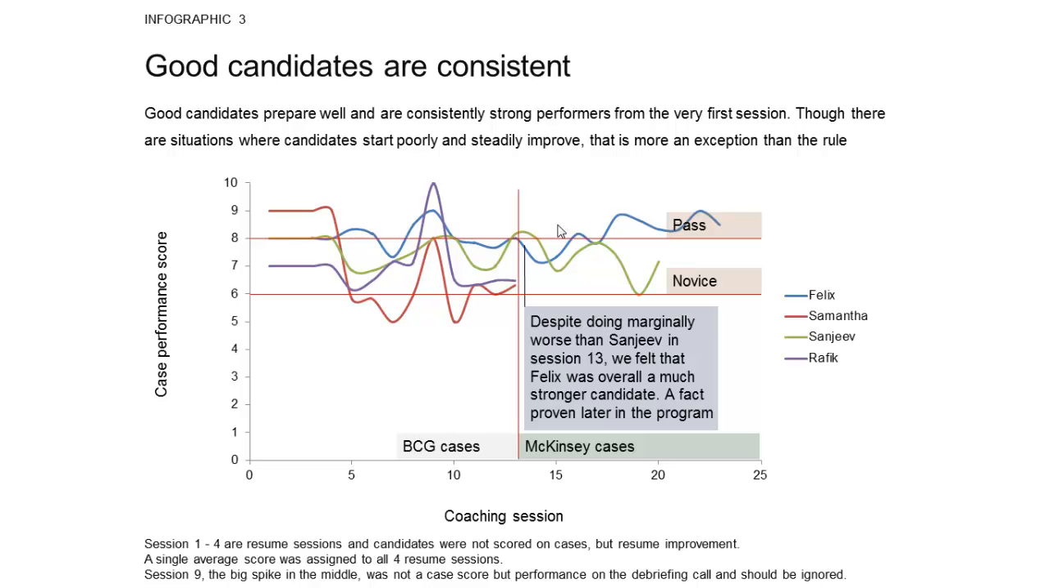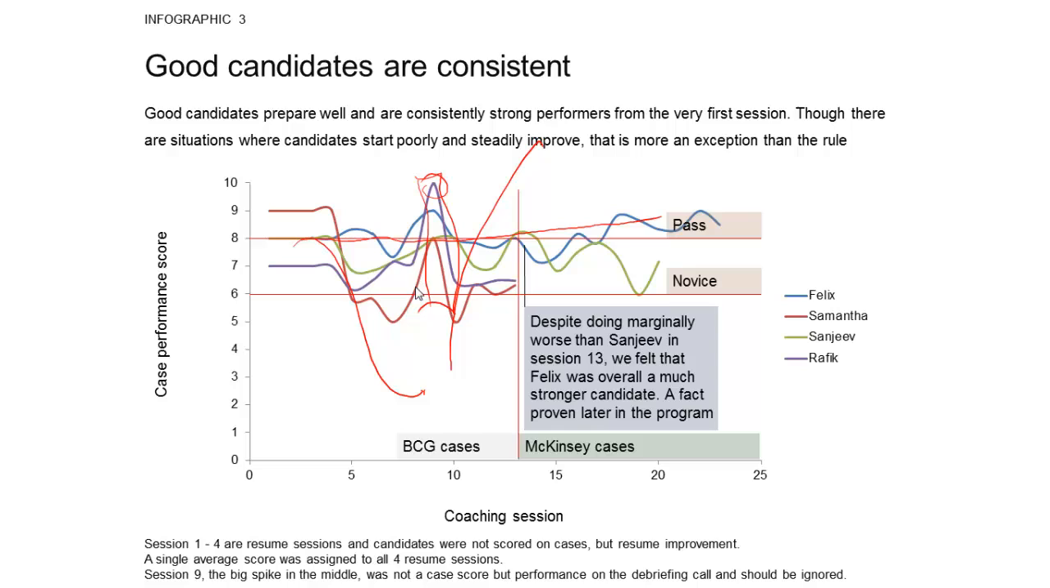Now, I will very, very briefly talk through some of the other slides because I think they're important. I do believe good candidates are consistent. It is very rare. It happens, but I think it is rare where a candidate shows a massive spike somewhere here and a trough here and a spike there and a trough there, and then they do well. It doesn't happen. Most candidates are fairly consistent. Felix was consistent. Rafik was spiked here. Let's ignore that. That's a non-case session. So let's ignore this area here. But he was fairly consistent.